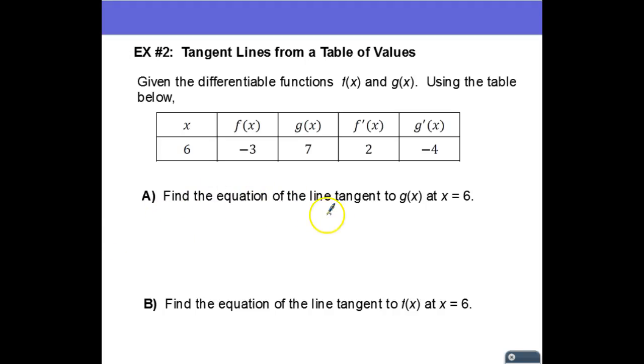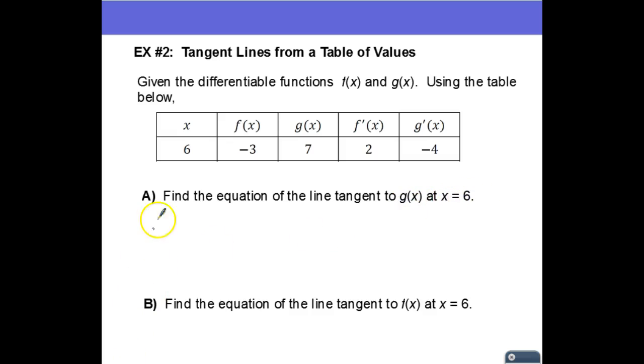In example 2, they've asked us to also find a tangent line, but this time instead of providing an equation for the function, they've given us a table of values for us to work with. So find the equation of the line tangent to g of x at x equals 6.